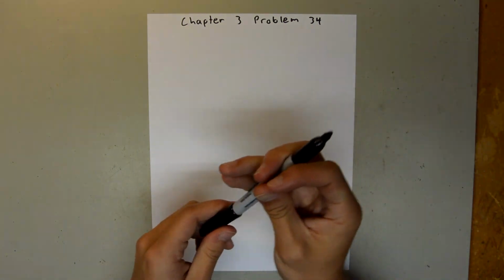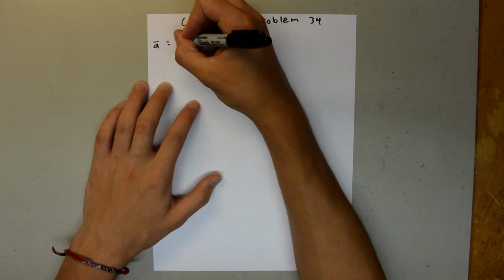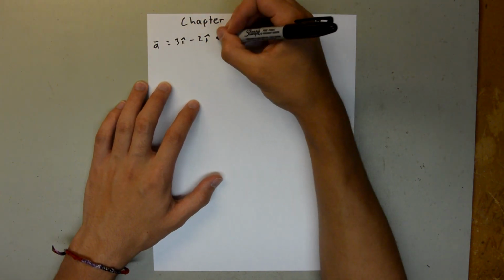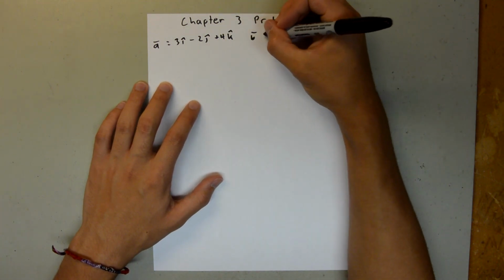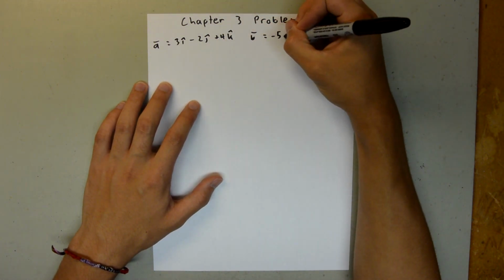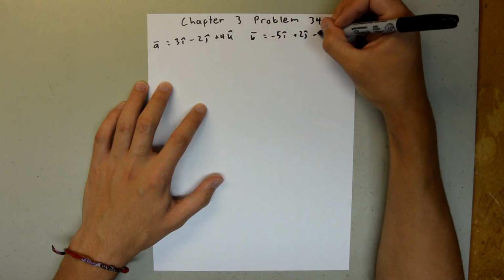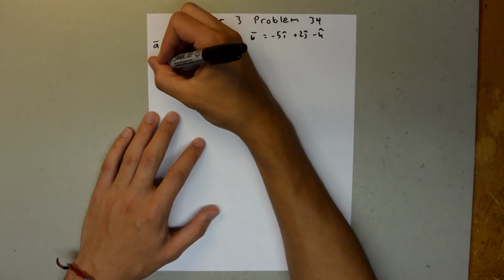So the vectors that we are given are vector A is equal to 3 i hat minus 2 j hat plus 4 k hat, and vector B is equal to negative 5 i hat plus 2 j hat minus k hat. So the first thing we need to do is add these together.